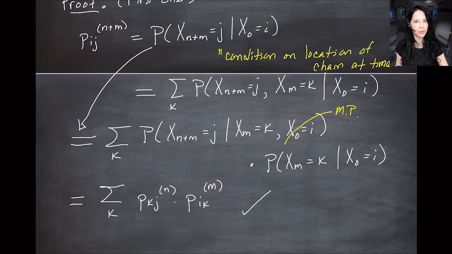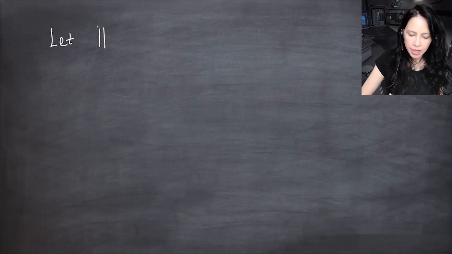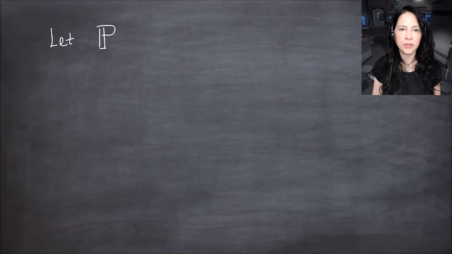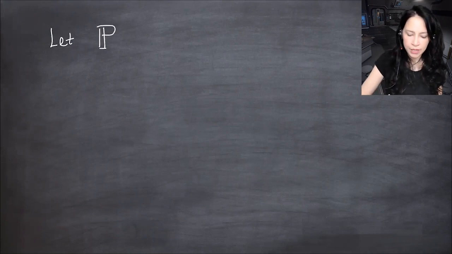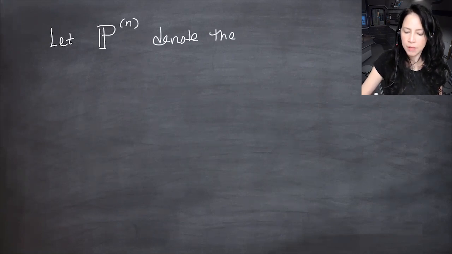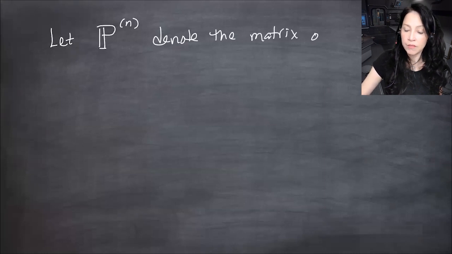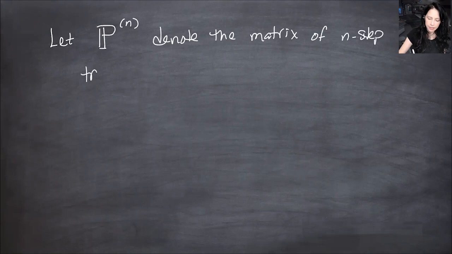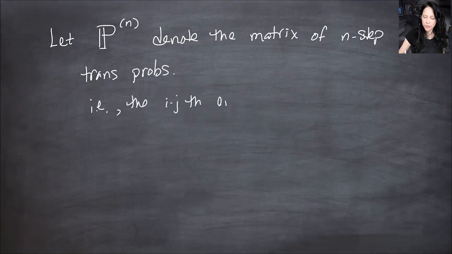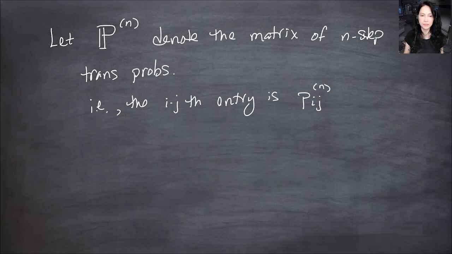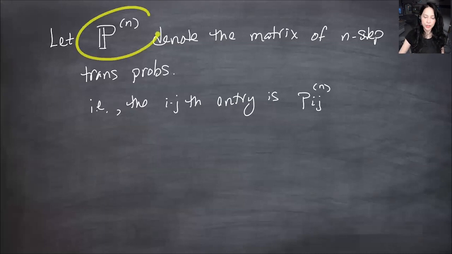So these are going to be really useful equations. More notation: I am going to let this bold double P, which we were using to denote a probability transition matrix, now have a super n in parentheses. I'm going to let this denote the matrix of n-step transition probabilities, i.e. the ijth entry is lowercase p_ij super n. So now we have new notation for how we collect them.